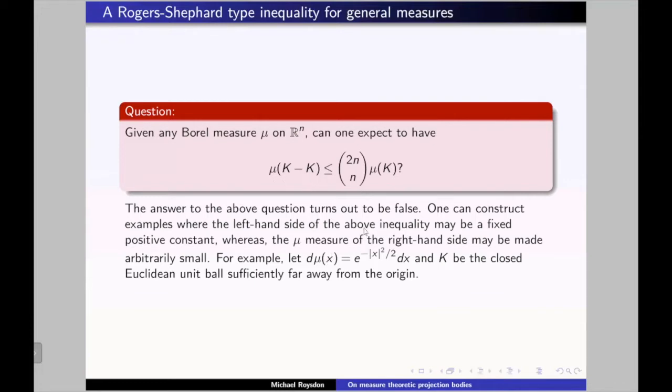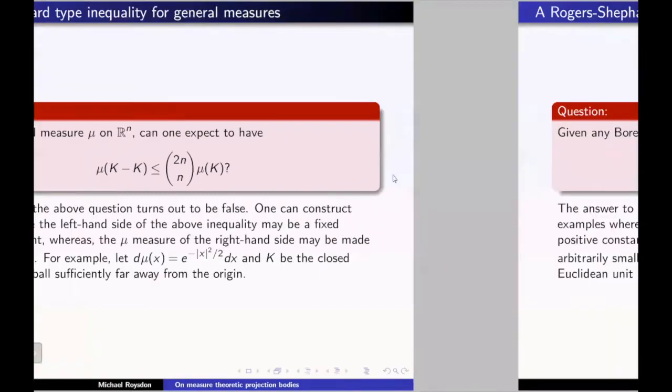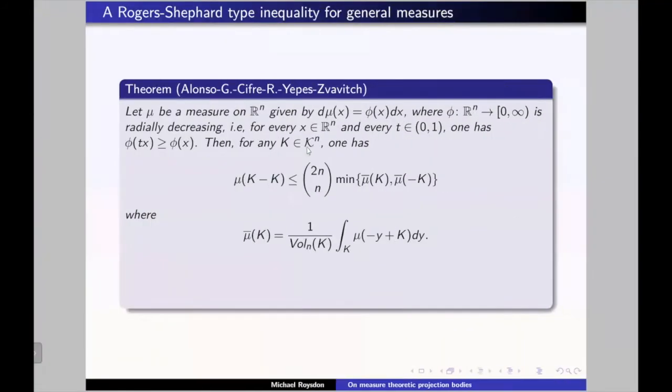And so the question needs to be changed a bit. We have to take into consideration where the convex body K is. And this is actually what we were able to do with David, Maria, Jesus, and Artem. So we took a measure mu on R^n, whose density is radially decreasing, meaning whenever I look in one dimension, it's a decreasing function.